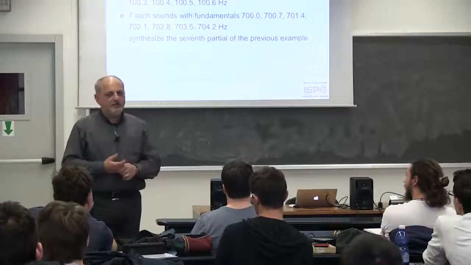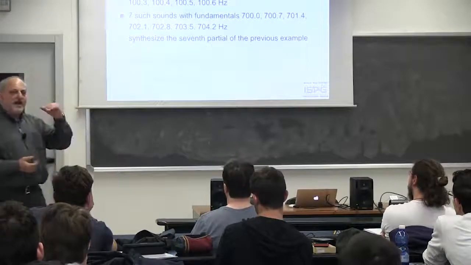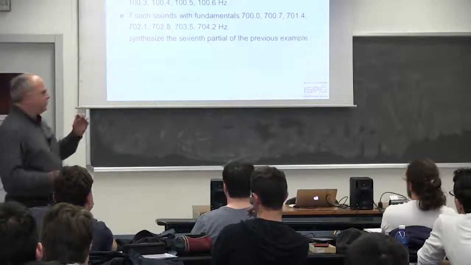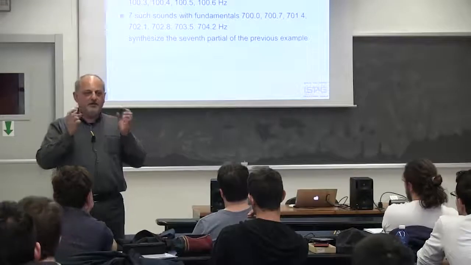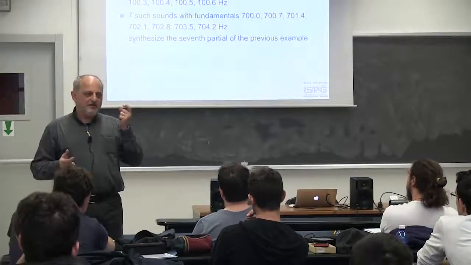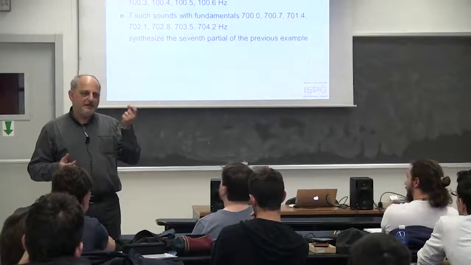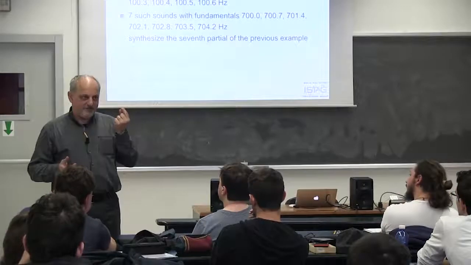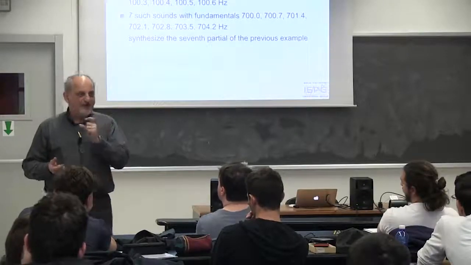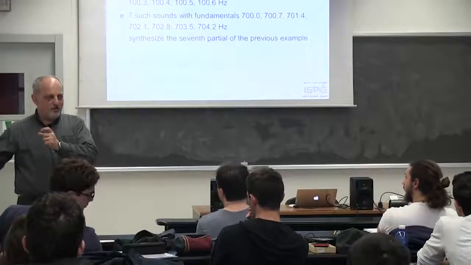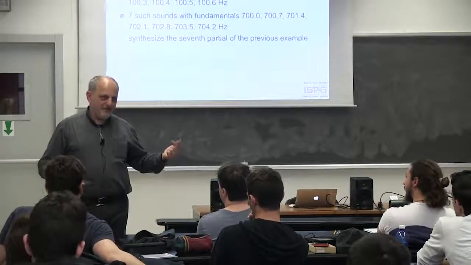Then if you take a second one, the same kind of sound with a slightly different fundamental, the lowest of these frequencies, and you place it at 100.1 hertz, the harmonics will be at 200.2, 300.3, 400.4, and so on. If you look at them pairwise, you will see that the musical beats between the first fundamentals will be 0.1 hertz, the distance between the two. But the distance between the two first harmonics will be 0.2. And the distance between the third harmonics will be 0.3. And so on.